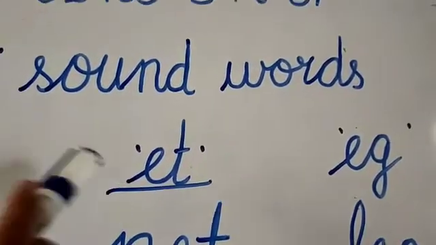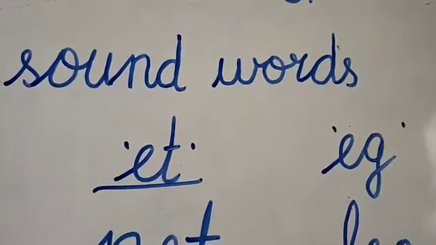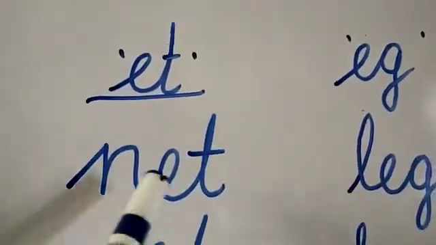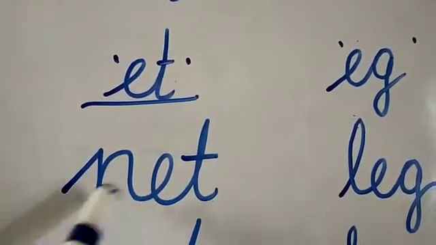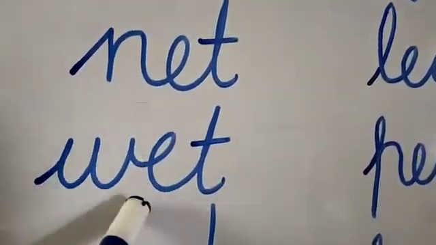Next topic is ET sound words. The sound of E is eh, T is T. Et, et. First word is N-E-T. N-E-T. Net. Next word is W-E-T.